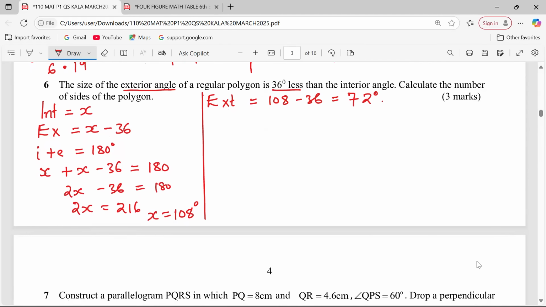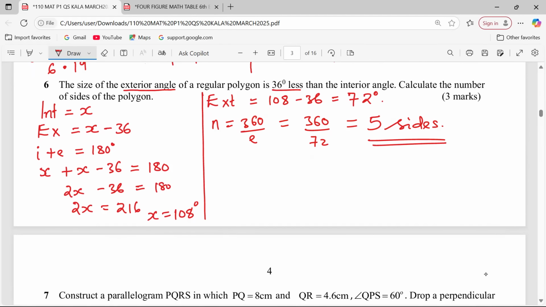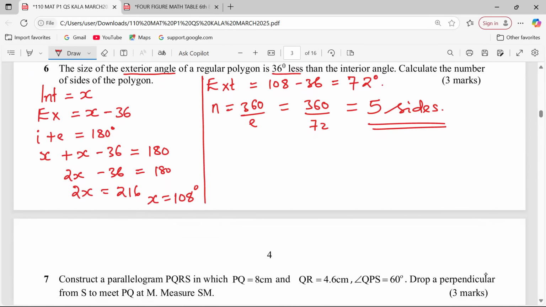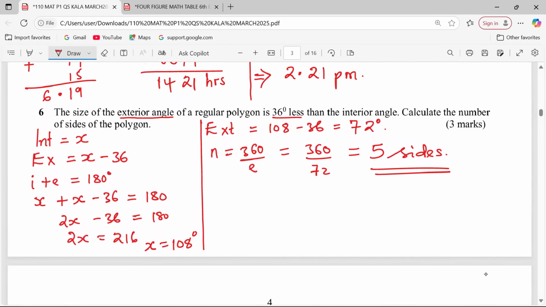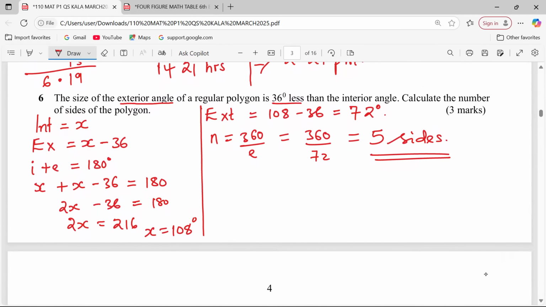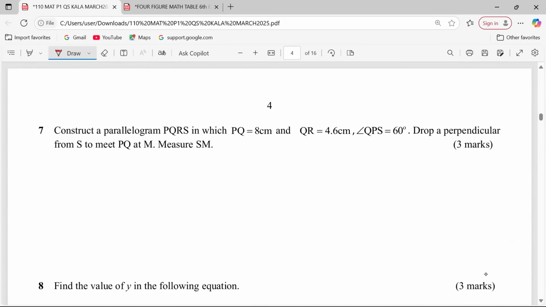We all know that the number of sides is usually given by 360 degrees divided by the size of an exterior angle. So 360 out of 72, this is going to give us 5. 5 sides. So that becomes the answer now. 5 sides. Yeah, 5 sides that way. So you're supposed to know all the properties that govern angles and polygons that way.